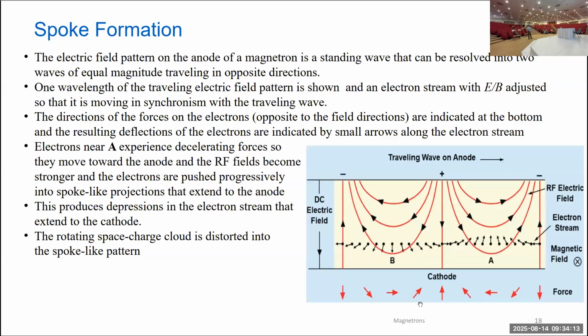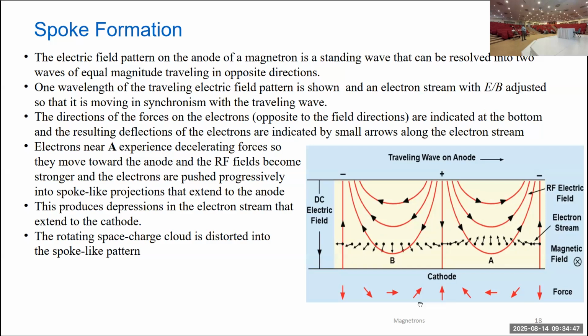Now, again, we can see that the electric field pattern on the anode of the magnetron is a standing wave that can be reduced into two waves of equal magnitude traveling in opposite directions. One wavelength of the traveling electric field pattern is shown, and an electron stream will be adjusted so that it is moving in synchronism with the traveling wave. The directions of forces on the electron, opposite to the field direction, are indicated at the bottom.